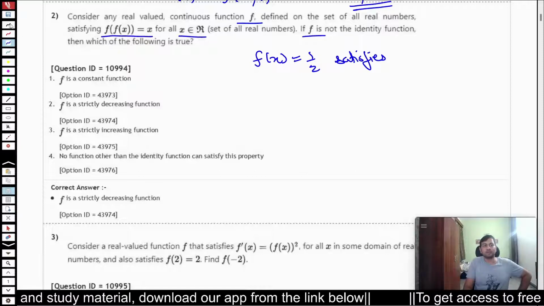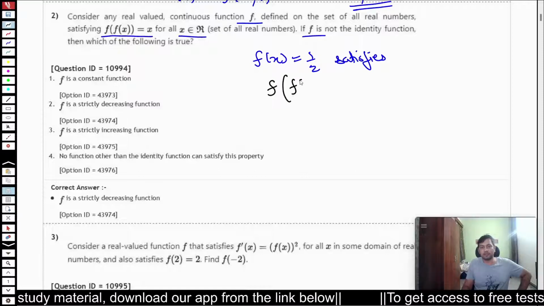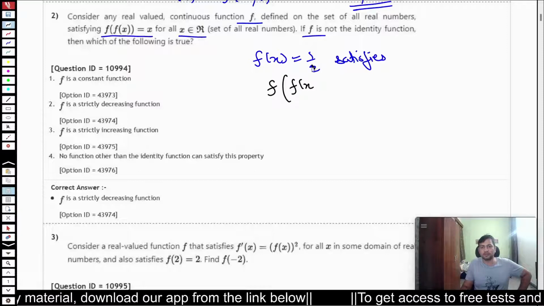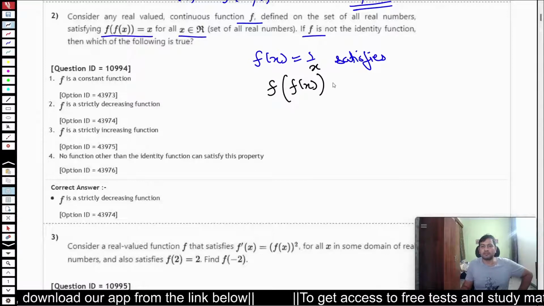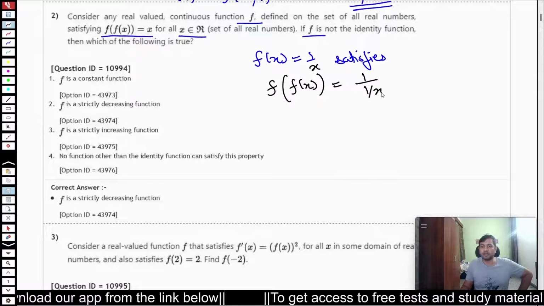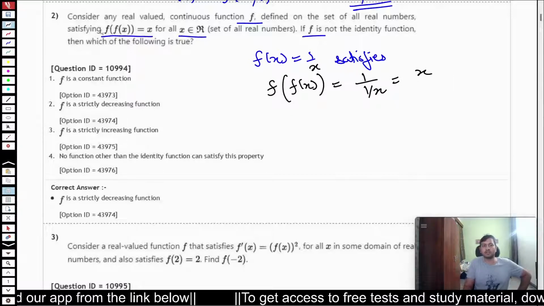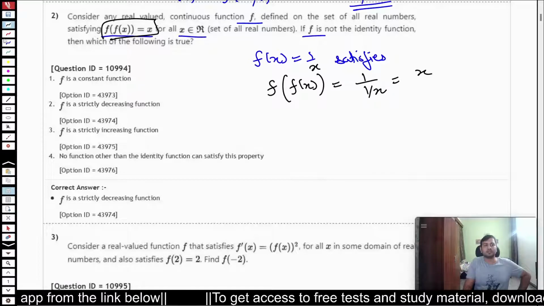Okay, because f of x, sorry, 2 needed, this is x. F of x is 1 upon 1 by x, which is x, right? So it satisfies this particular condition. So that's why I have a function.